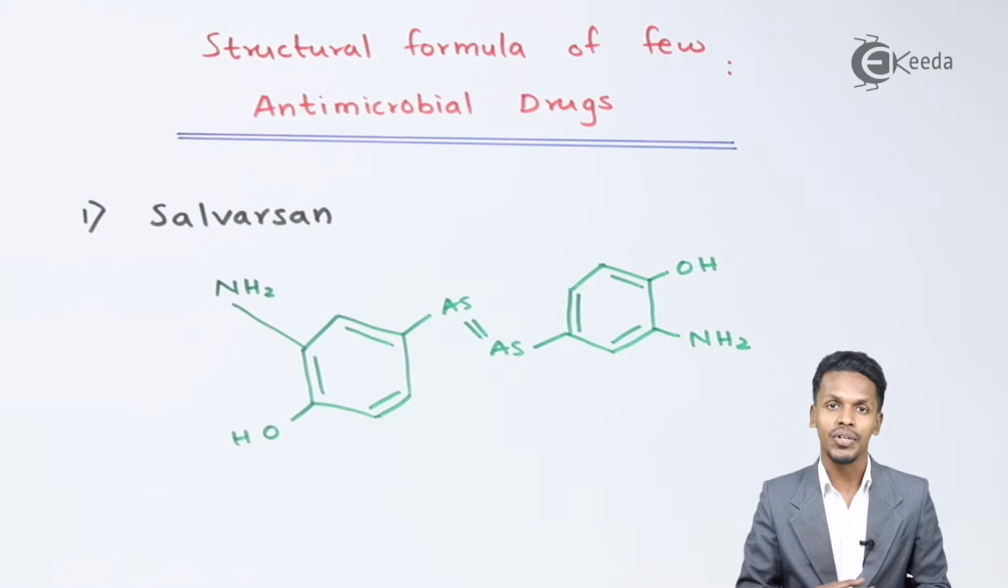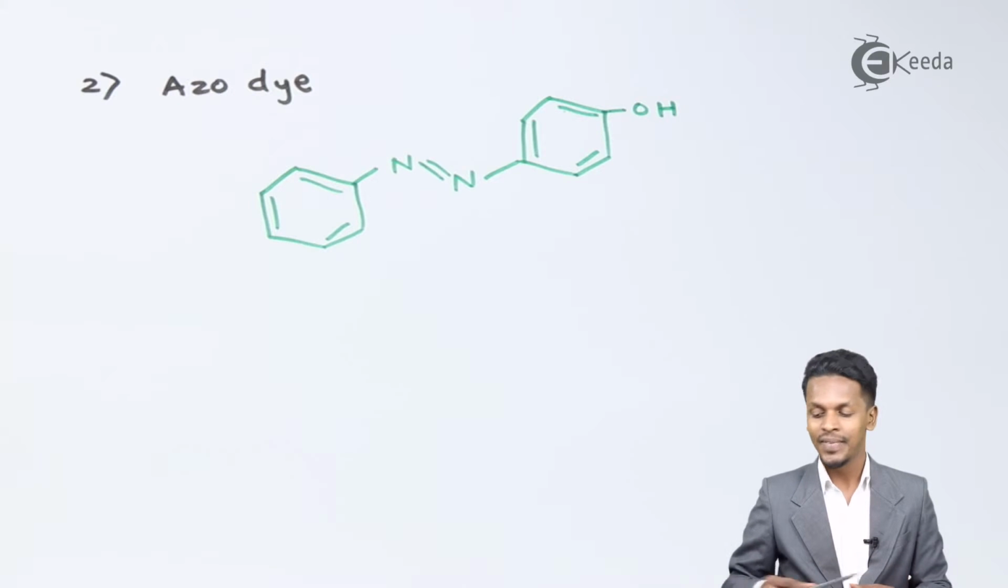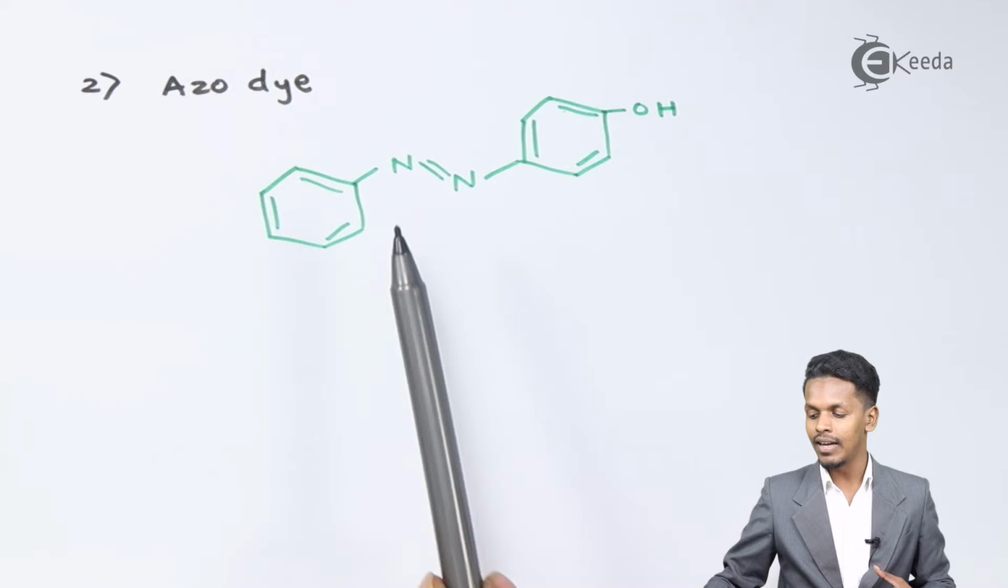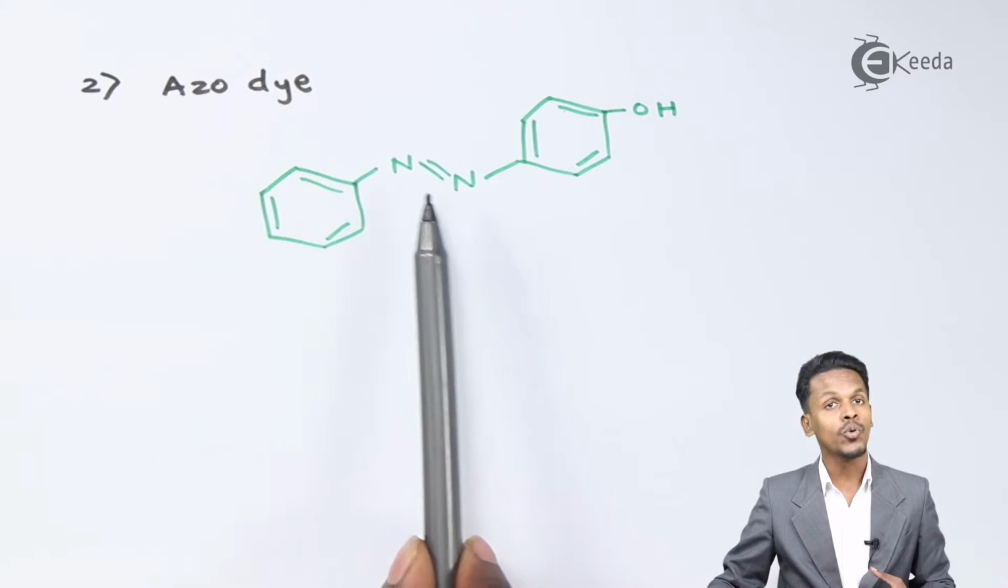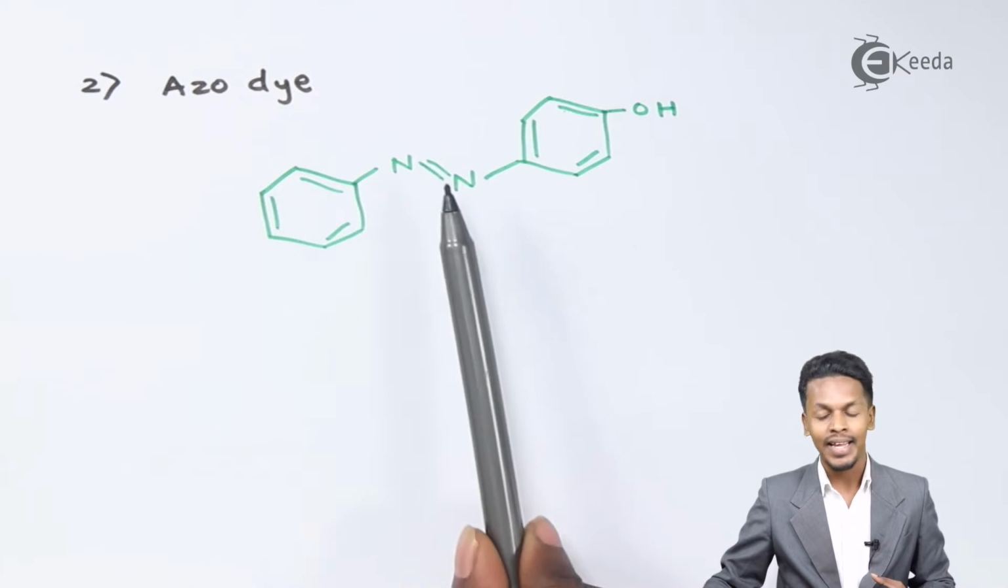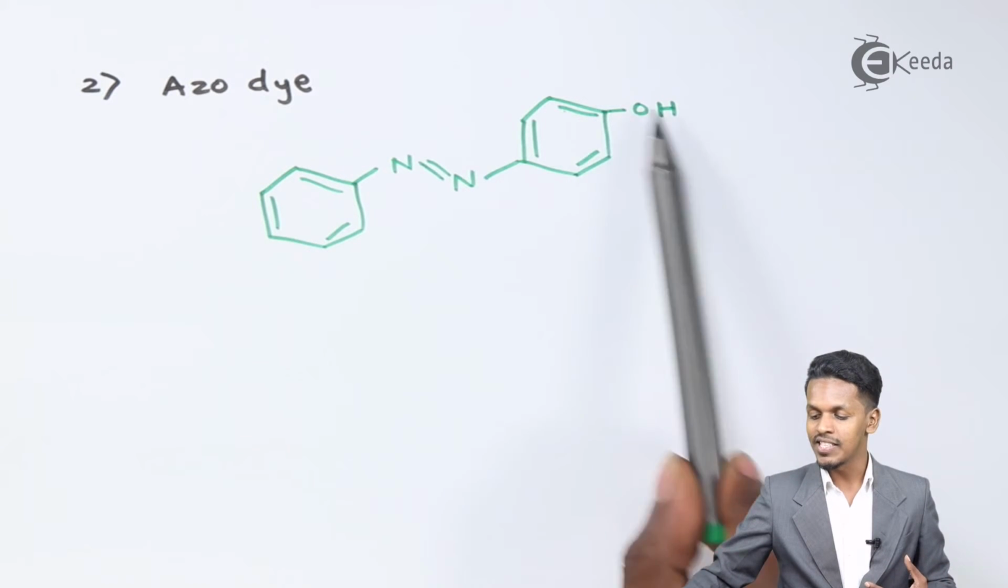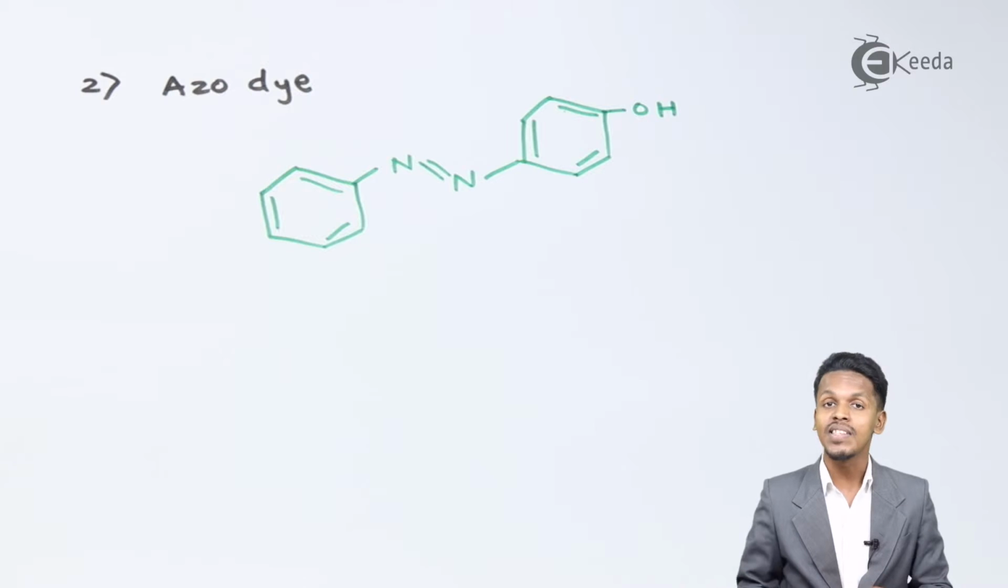The next structure is azodine. In this case we can see that two benzene rings are joined together by this azo group, or this N double bond N group, and one of the benzene rings has an OH group attached to it. This is nothing but azodine, and even this azodine acts like an antimicrobial drug.